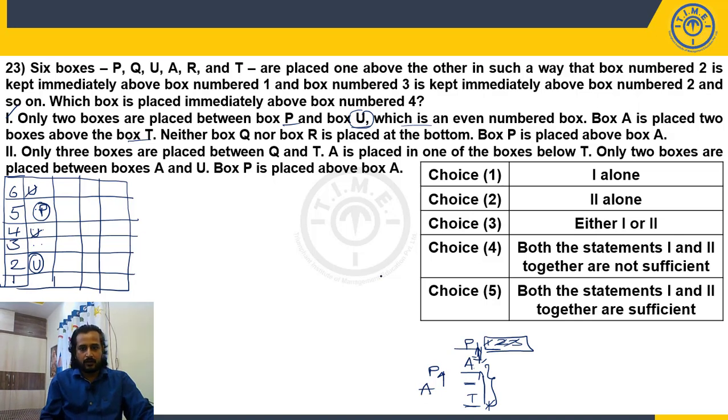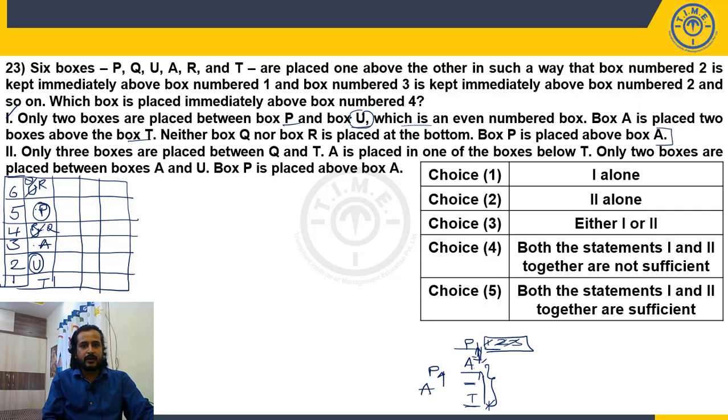Any confusion? No. Now A is 2 boxes above T. The only possibility is A here and T here. And it is given neither Q nor R is placed at the bottom. Anywhere 2 it is, so it is Q or R. And this will be RRQ. Complete information is utilized? Yes, complete information is utilized.